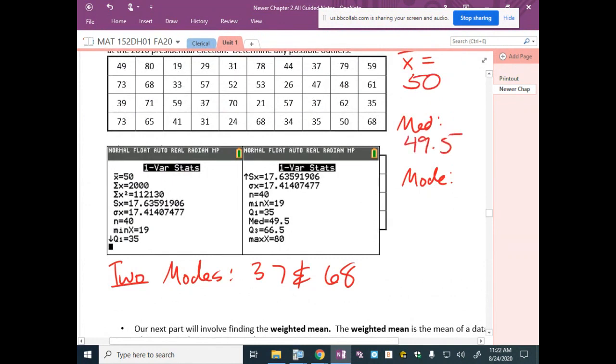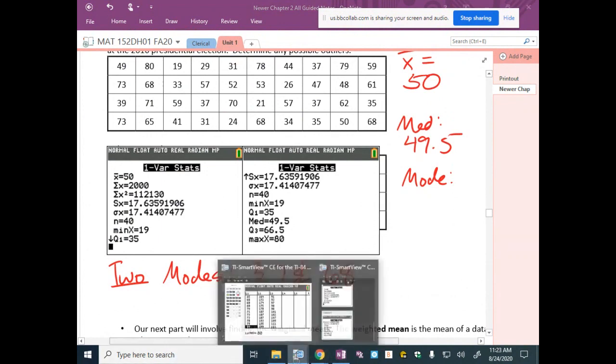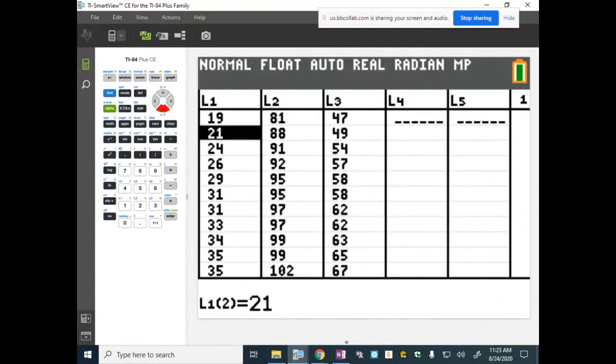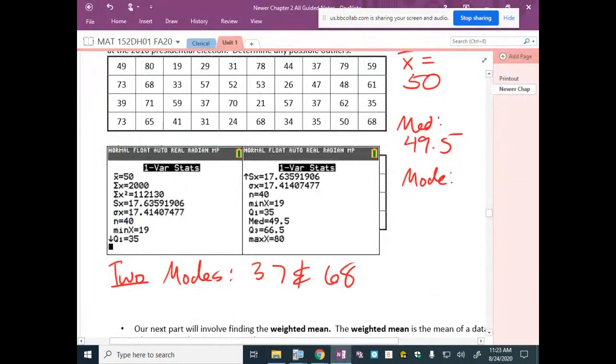Now, could 80 have been an outlier? Well, we're actually going to have criteria to determine that. Or could 19 have been an outlier? Well, again, we'll have criteria to determine outliers. Probably hit that in the next class.